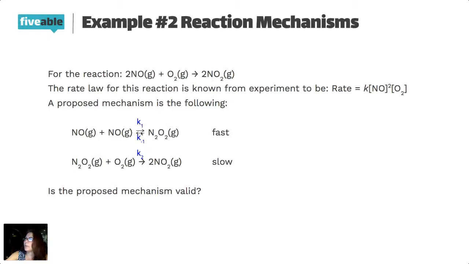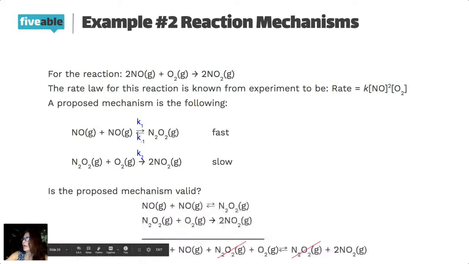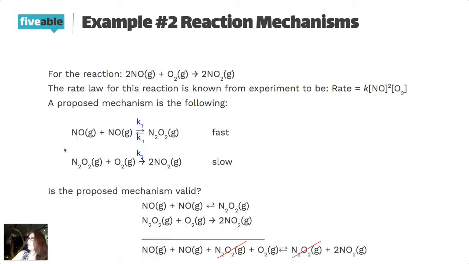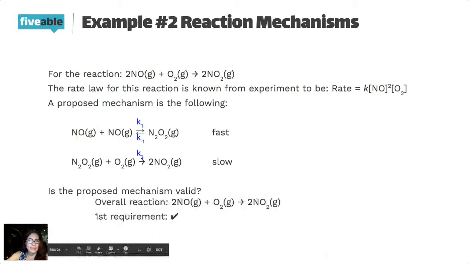Notice that in this proposed mechanism, we have an equilibrium reaction. It has a rate constant for the forward reaction and a rate constant for the reverse reaction, a K value. And we have the slowest step below. So again, they're asking if this mechanism is valid. So let's do the first requirement. If we add the 2 equations, we will get the overall. So the first requirement is met.